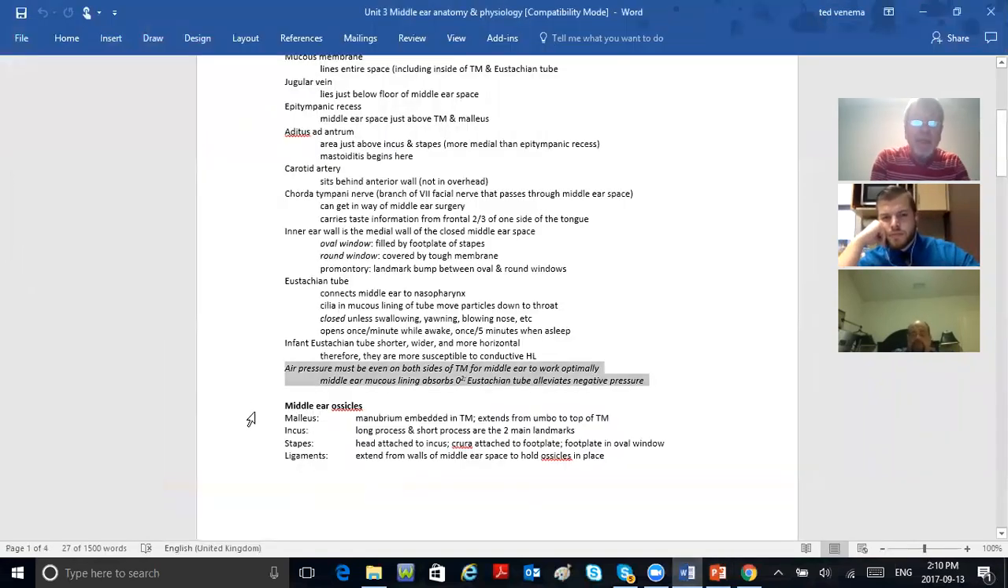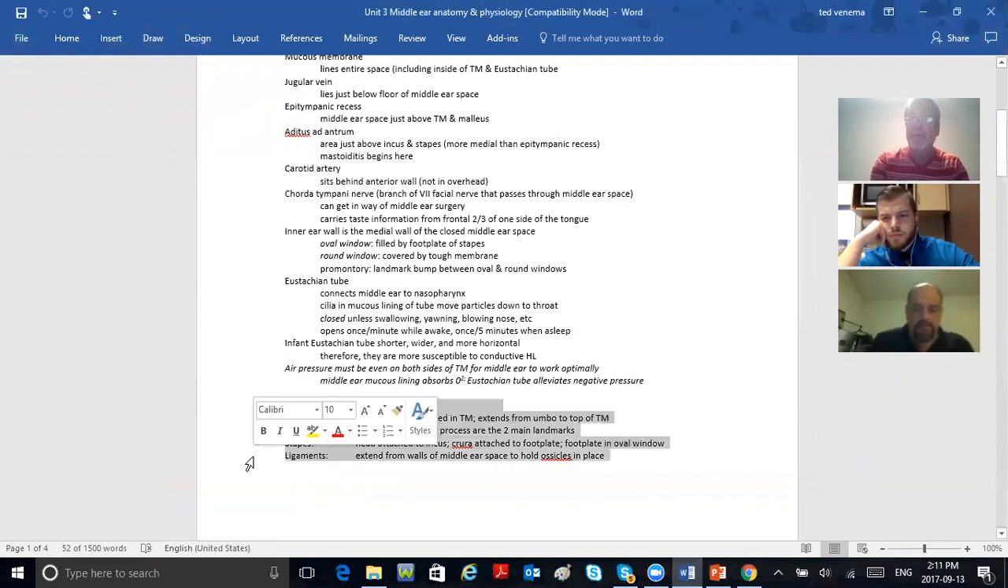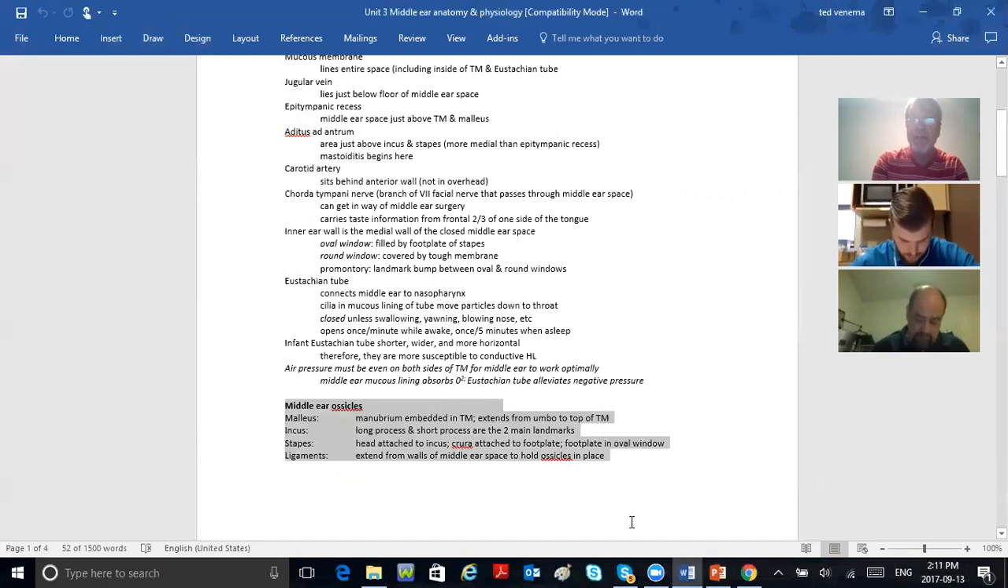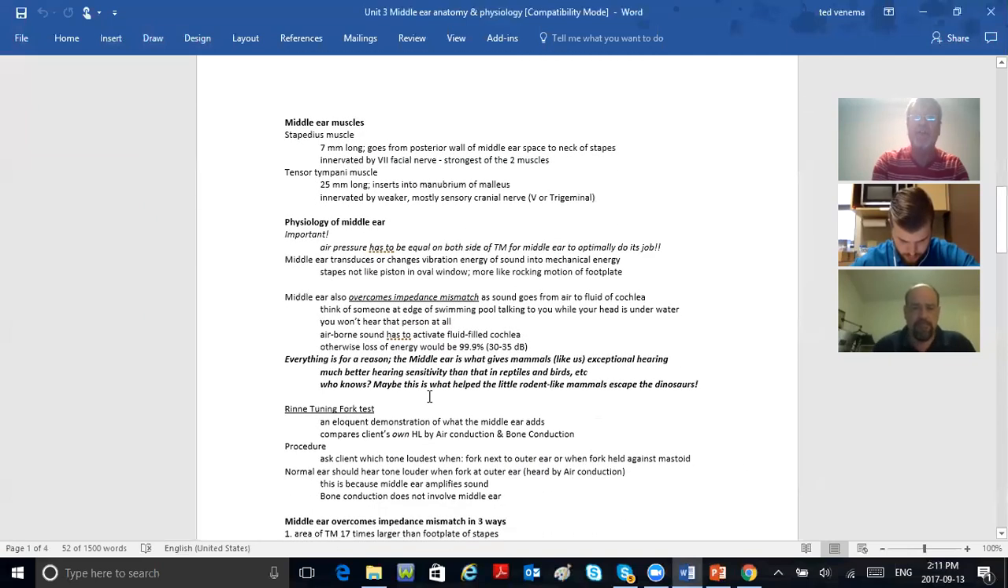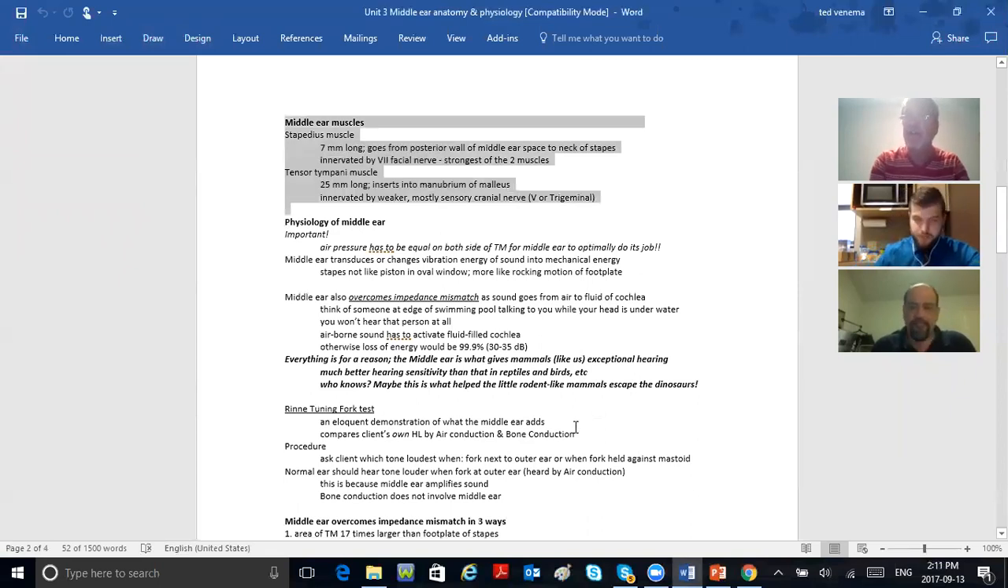Okay, middle ear ossicles. The malleus, incus, stapes, ligaments. You got that. We covered that a while ago. Next, here's the middle ear muscles. Stapedius muscle, tensor tympani muscle. Top of page 2. I'd like to get to the bottom of page 2 before this decade is out. Okay, here we go. Stapedius muscle is short. It's attached to the neck of the stapes.